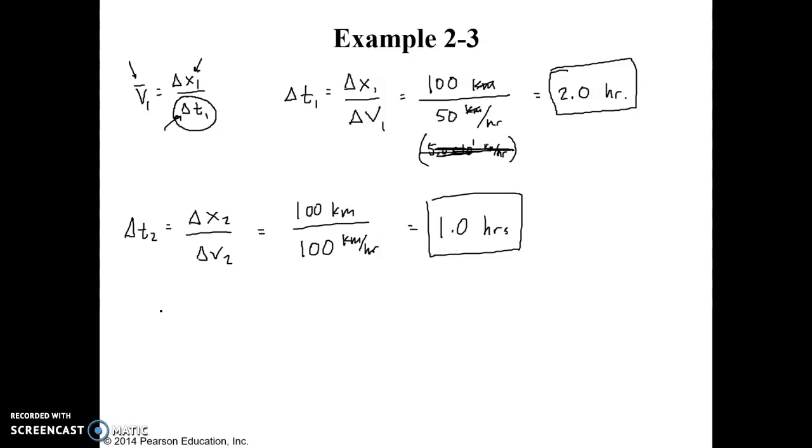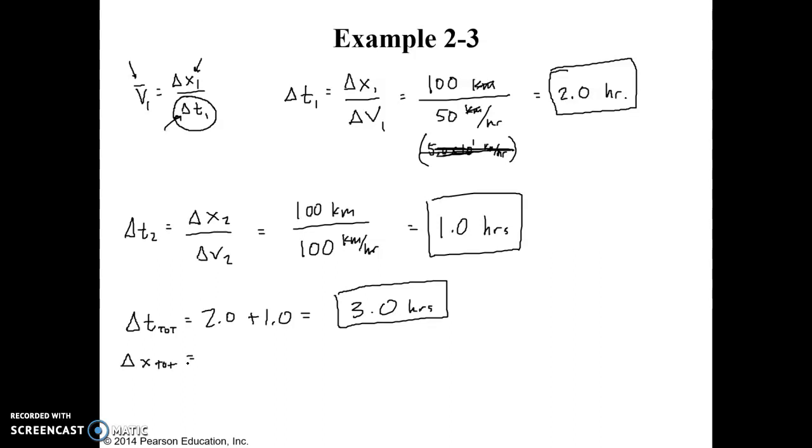So in total, our total time, and I can put a little total subscript down there, is 2.0 plus 1.0 is 3.0 hours. That's how much time the entire trip took. And the total distance traveled was 100 plus 100 kilometers, which is 200 kilometers.